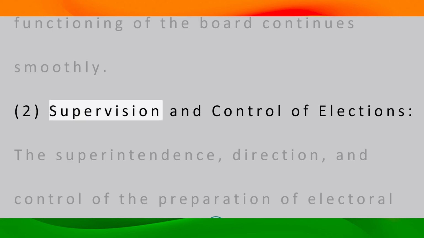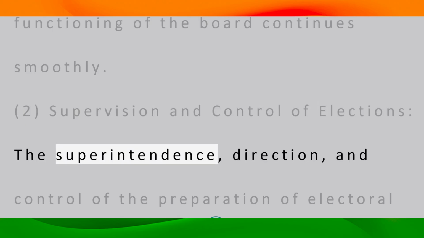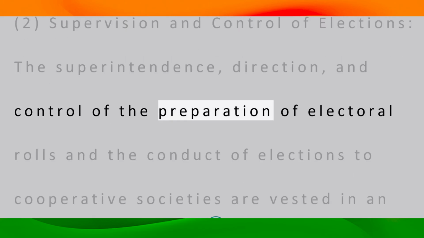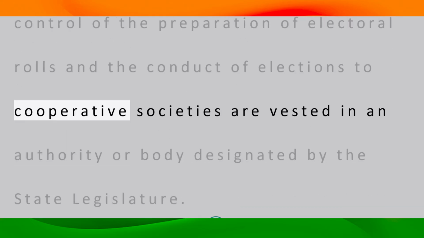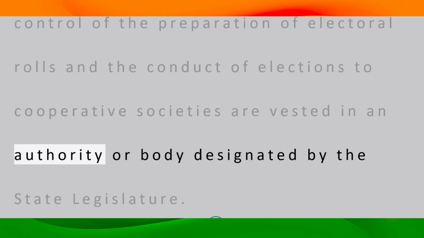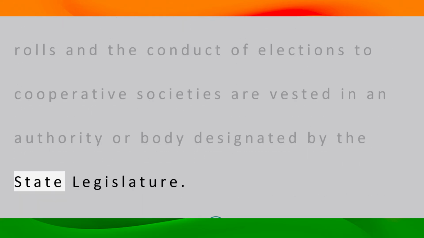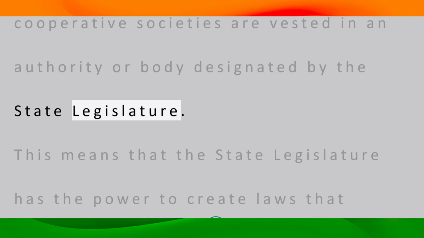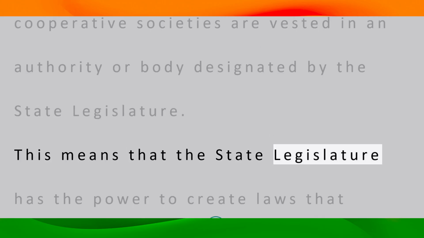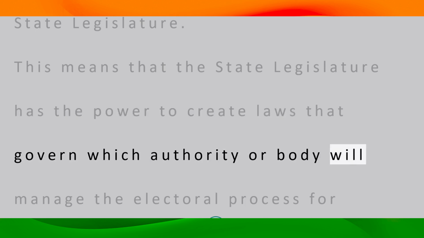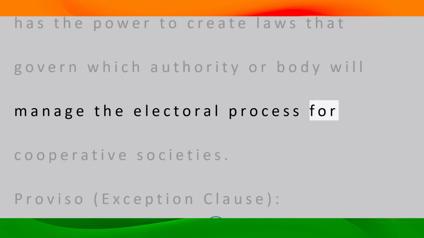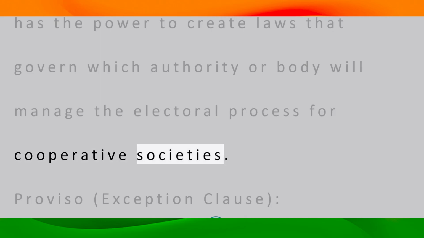2. Supervision and control of elections. The superintendence, direction, and control of the preparation of electoral rolls and the conduct of elections to cooperative societies are vested in an authority or body designated by the state legislature. This means that the state legislature has the power to create laws that govern which authority or body will manage the electoral process for cooperative societies.